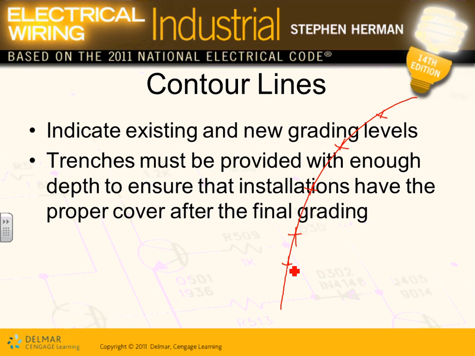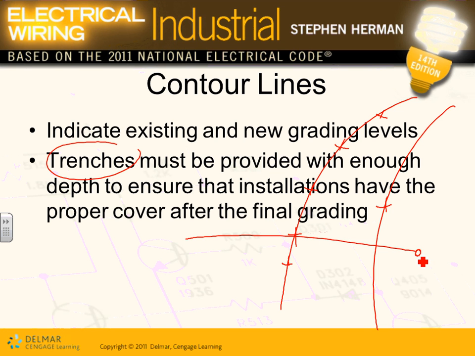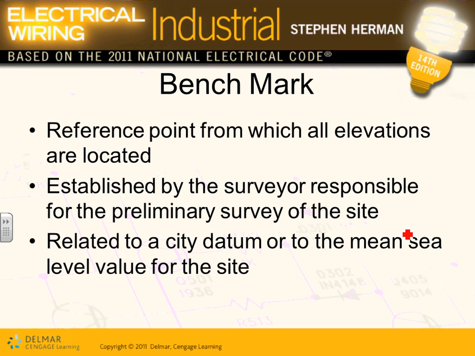Trenches must be provided with enough depth. Why do we care about this, guys? Because if you're going through a couple of contour lines at different elevations and you start with 3 feet here, by the time you're going up you might end up with 1 foot here. When you dig your trench for your conduits, you need to know the elevation. Are you going up, going down, or is it straight? This is a big deal. You have to have enough depth so you don't start with 3 feet and end up with 1 foot after they do the final grading for the area.